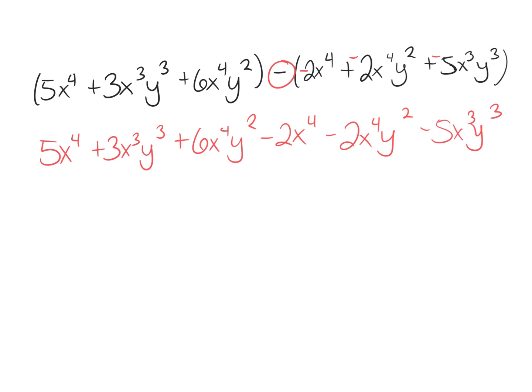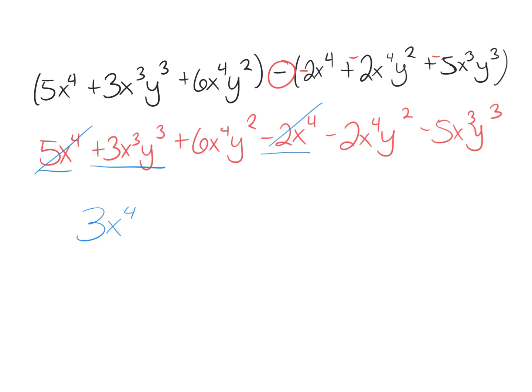What is different about this one than the one we just did? There's x and y. There are multiple variables, okay? Do we need to worry about standard form? No. I'm just going to start left to right. X to the fourth, does it have a like term? Yes. 5 minus 2 is 3x to the fourth. Good. Once you use it, cross it out.